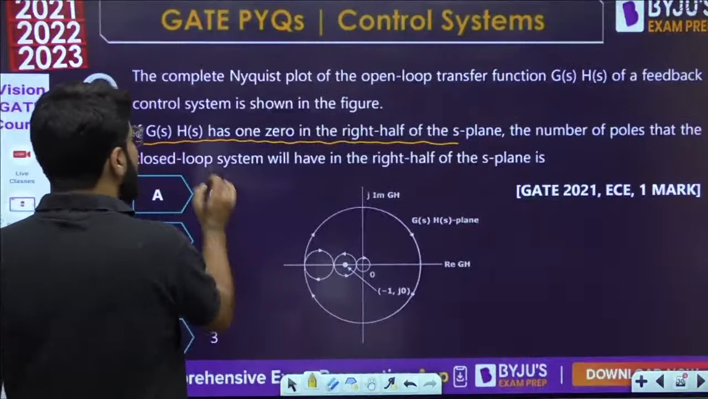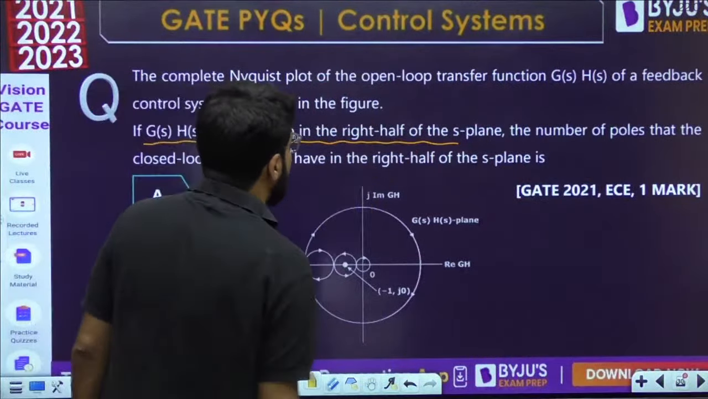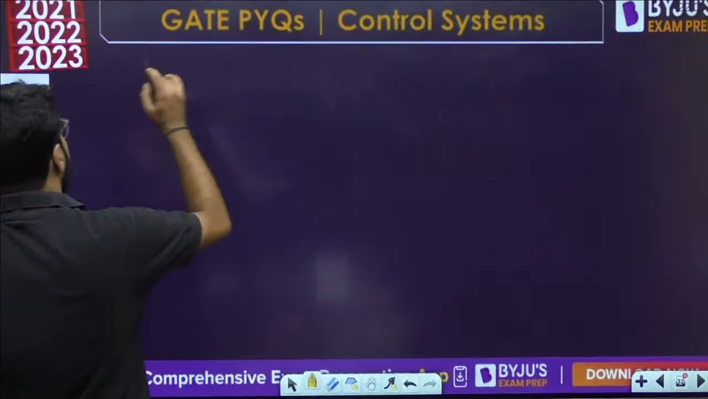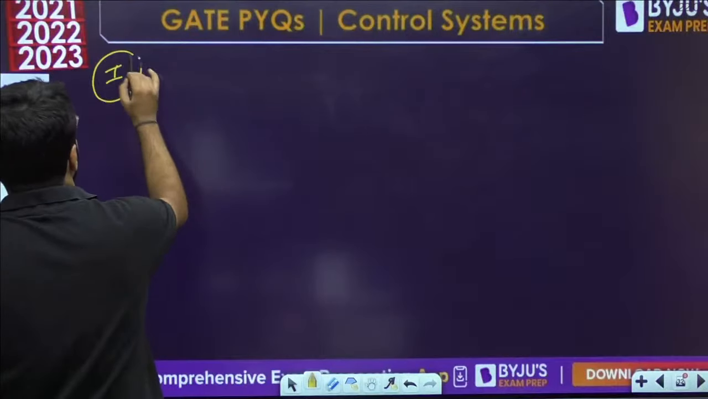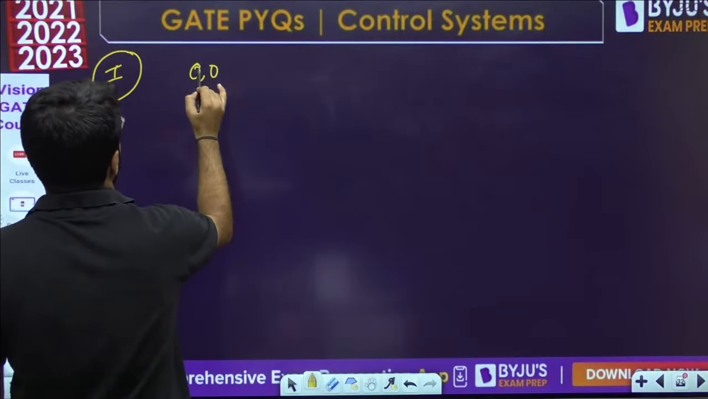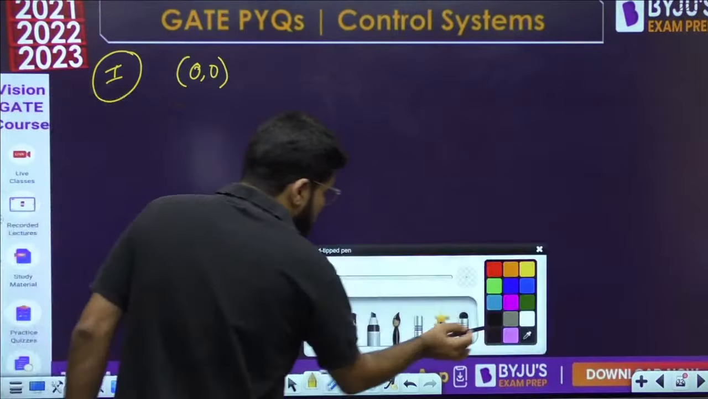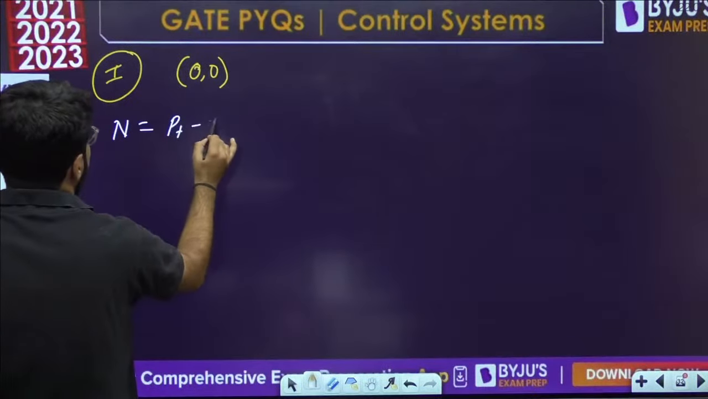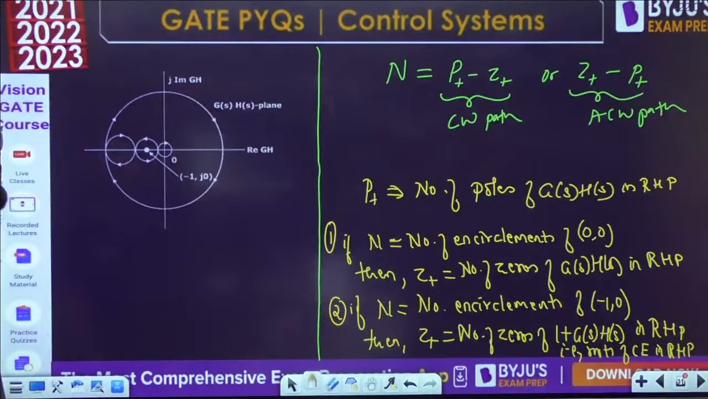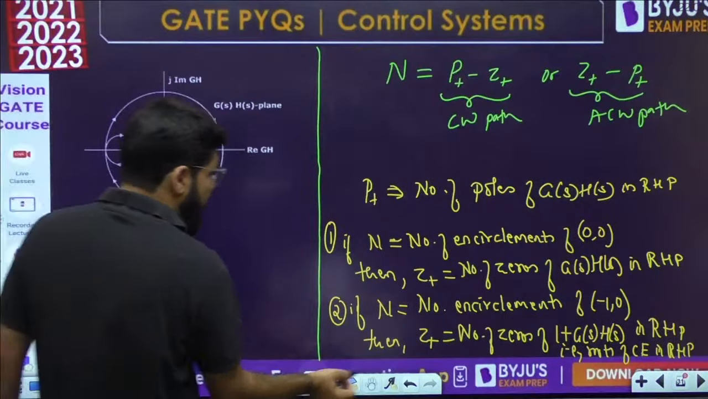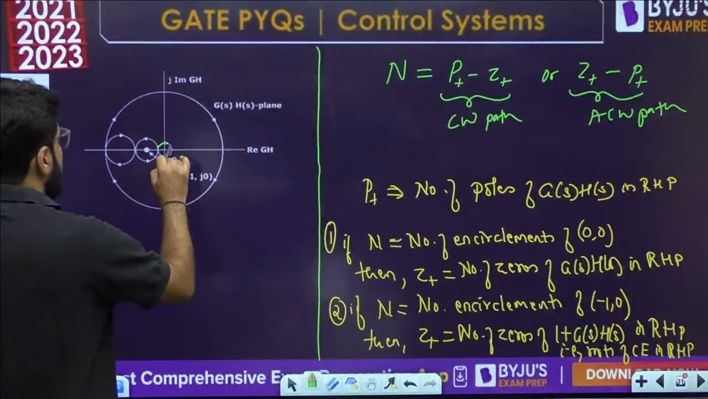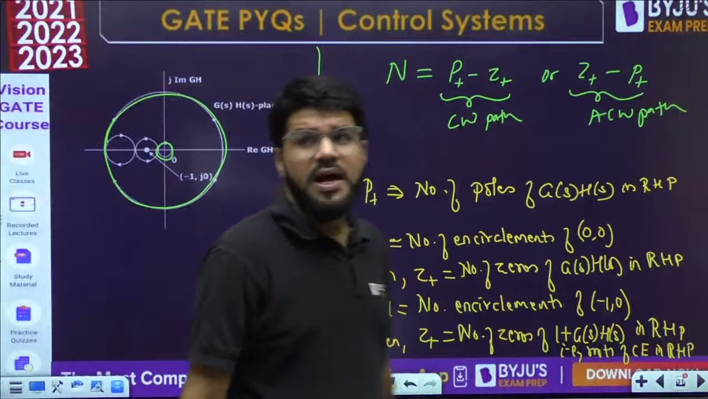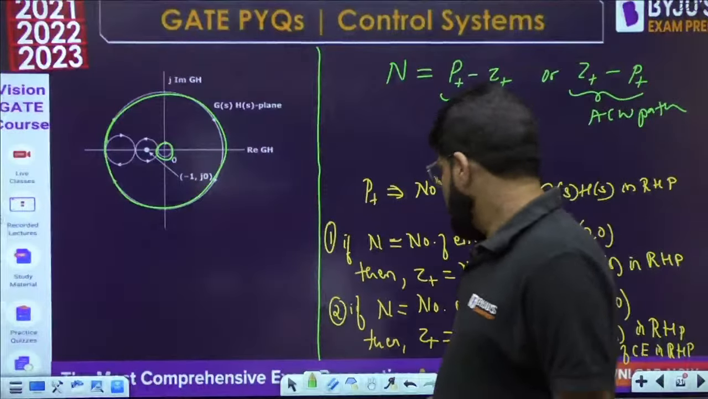Now, chalo, what is given here? G(s)H(s) has 1 zero in the right half of the S plane. So, dhyan rakhna. Okay, let's take case number 1, and let's talk about the encirclement of origin, 0, 0. So, if I am talking about encirclement of 0, 0, N is equal to, and let me try with P plus minus Z plus. How many encirclements of 0, 0? Everybody please notice. One encirclement, two encirclement. Both are clockwise.